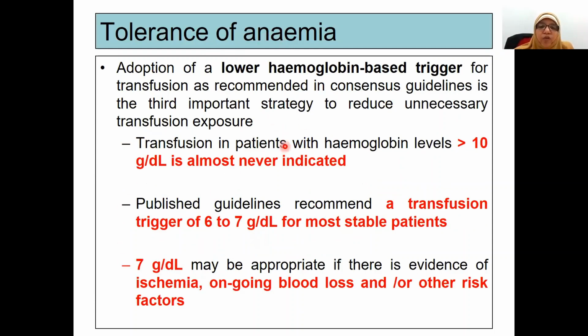Generally, most published guidelines say that transfusion in patients with a hemoglobin level of more than 10 grams is almost never indicated. A transfusion trigger of 6 to 7 for most stable patients, and 7 or less when there is evidence of ischemia, ongoing blood loss, or compromise or disease of the cardiovascular or respiratory system.